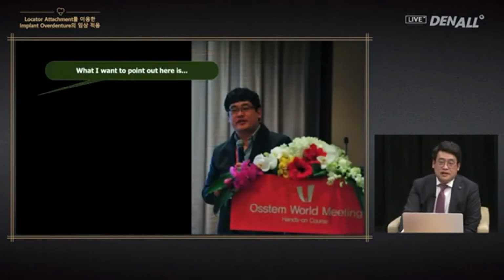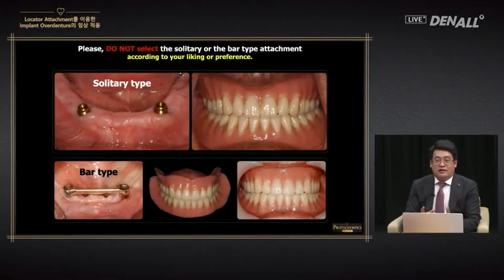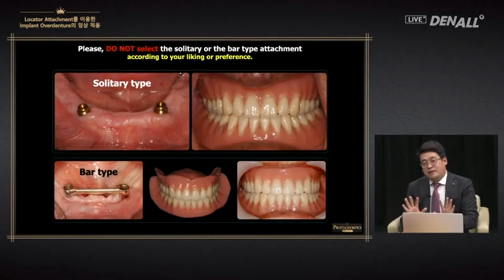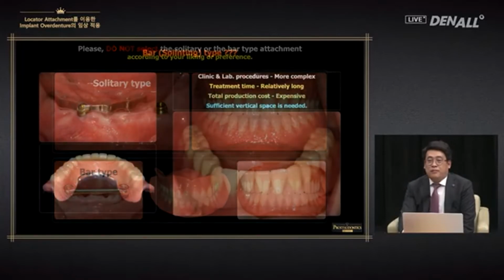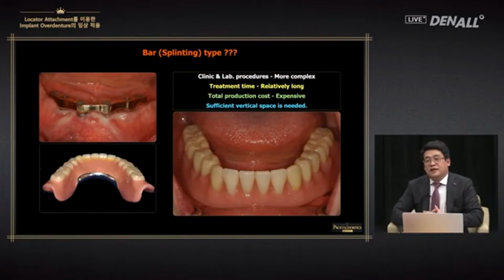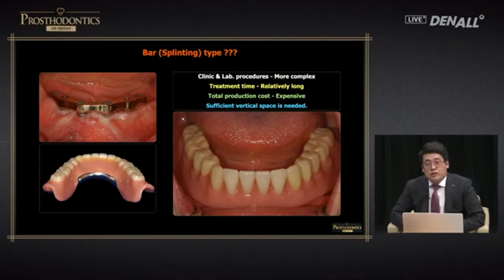What I want to mention is that when you choose these attachments, I think you should not choose attachment based on your preference or someone's recommendation. You need to choose attachments following different factors, and that is the best. Most clinicians don't like this kind of bar type because, first, it is very difficult in terms of clinical and lab process, the treatment period is long, and there's a lot of fabrication cost.